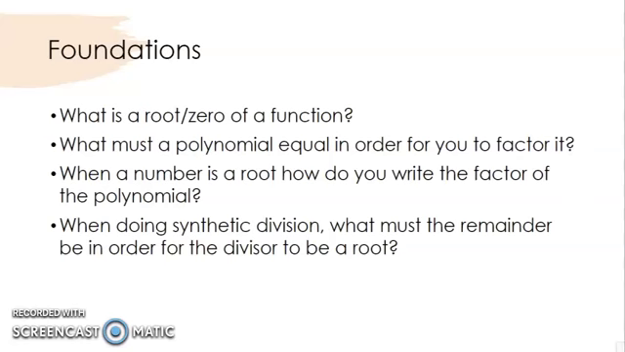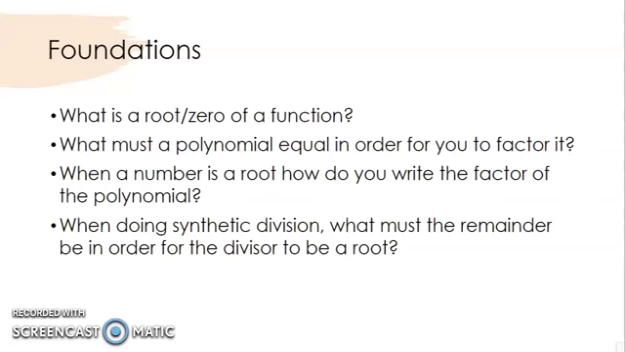So I have 4 questions right here that will help remind you of some content that you've probably learned in the past. First question is, what is the root or zero of a function? Then what must a polynomial equal in order for you to be able to factor it and find those zeros? When a number is a root, how do you write the factor of the polynomial? And finally, when doing synthetic division, what must the remainder be in order for the divisor to be a root? So pause the video, take a minute to think through those, and then hit play, and let's see what we have.